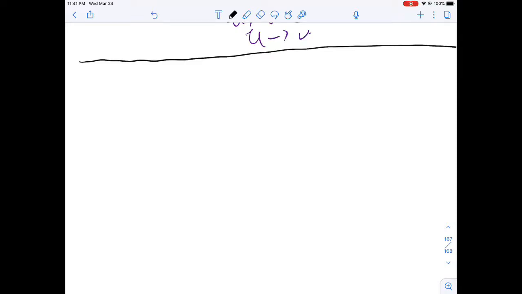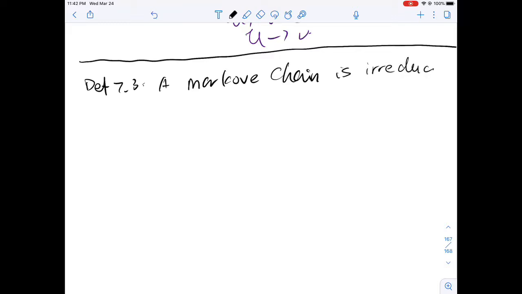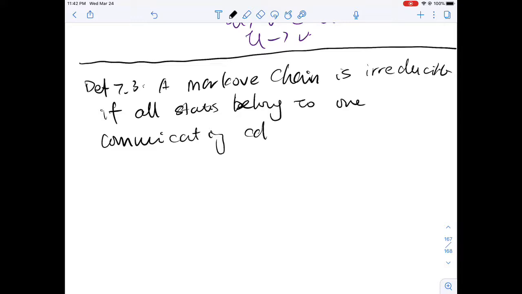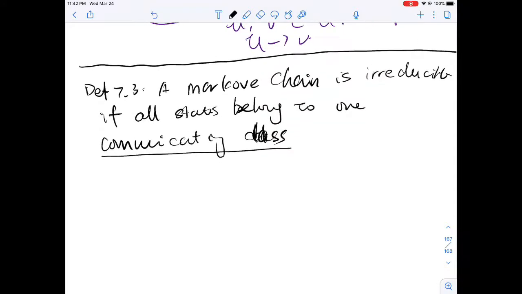Now let's move to the next definition. This is Definition 7.3: a Markov chain is irreducible if all states belong to one communicating class. This is another concept that you need to make sure you understand.